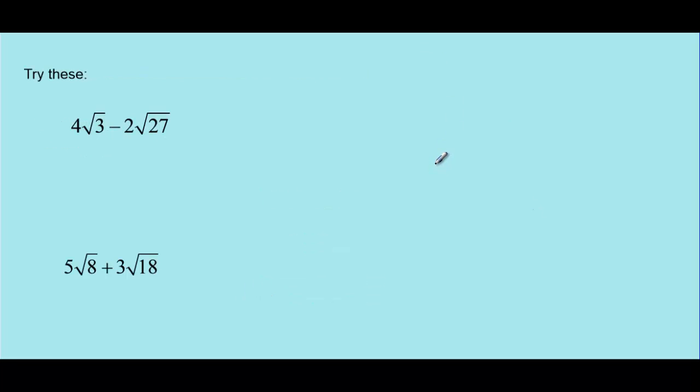Here are a couple of examples to try. 4 root 3 subtract 2 root 27. Well, root 3 itself cannot be simplified further. There's no other number that can multiply into 3 where one's a perfect square. So as it stands right now, this cannot be subtracted because we don't have like terms. But the square root of 27 can be simplified further.